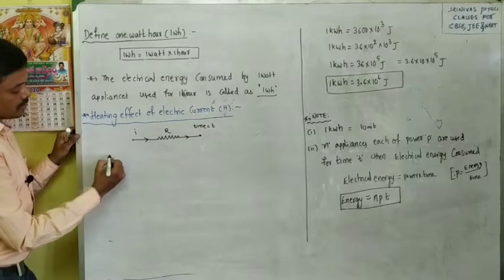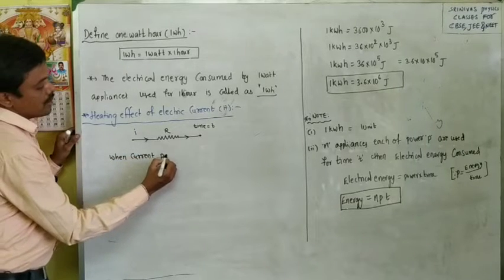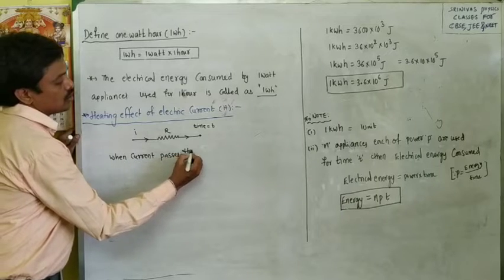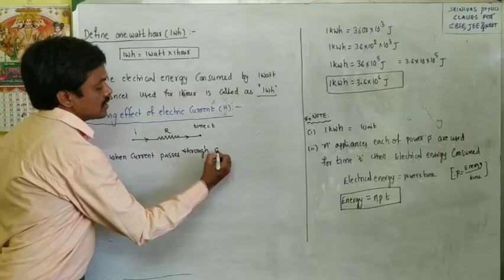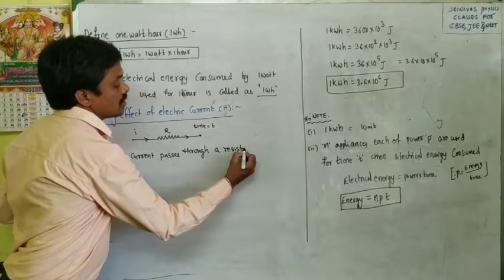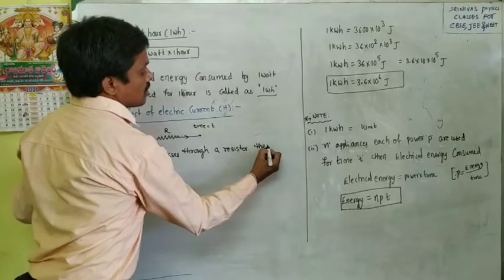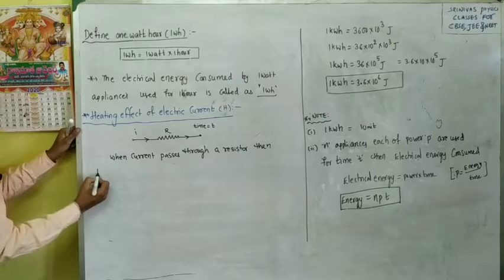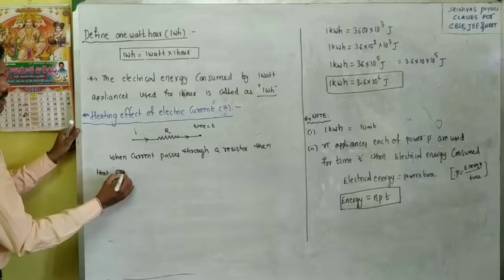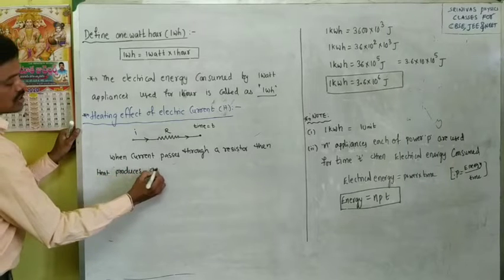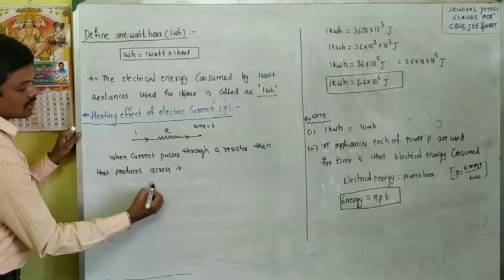When current passes through a resistor, heat develops or is produced across it. How much heat is produced? What is the heat formula?